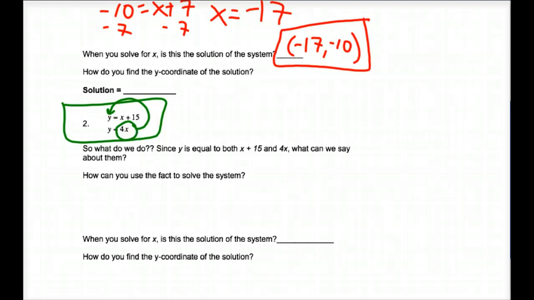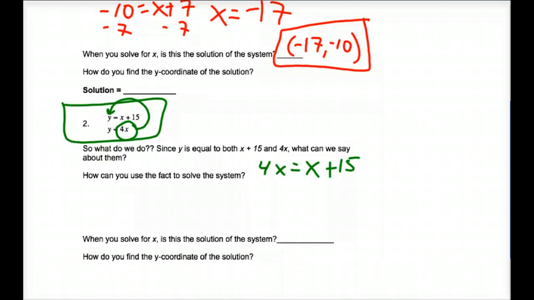4x equals x plus 15. Excellent. I don't think we've mentioned this yet, but when we do substitution, people, we go from having two variables to having one variable. That's what you want to do. Now, we got an equation with variables on both sides. You all know how to solve this. Everybody solve it for x. Go.